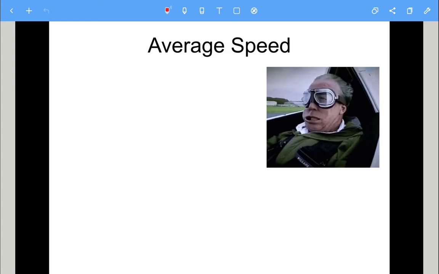Right then, so average speed. So the equation for average speed is distance equals speed times time. Or D equals S times T. Okay, so distance typically is measured in meters. They can be slightly different, however.